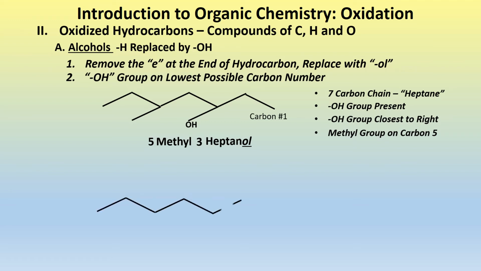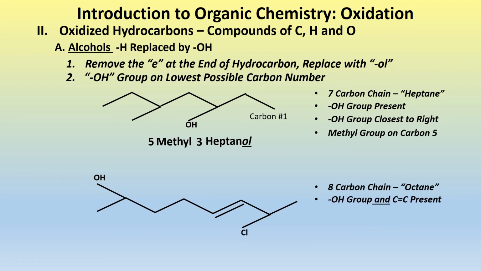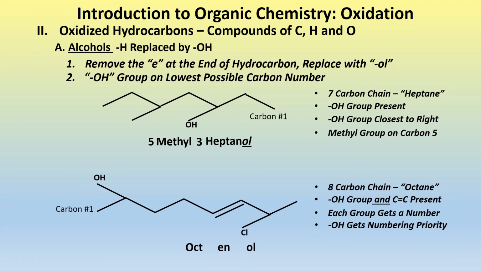Another more complex example, you now have 2 features. I start again looking at the longest chain, which is 8 carbons, which would be an octane. However, there is an OH group and a C double bond C present. Each group needs to get a number, with the OH getting the numbering priority. This means I would start counting from the left on carbon 1.